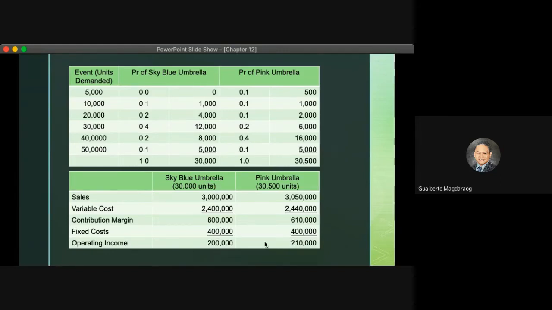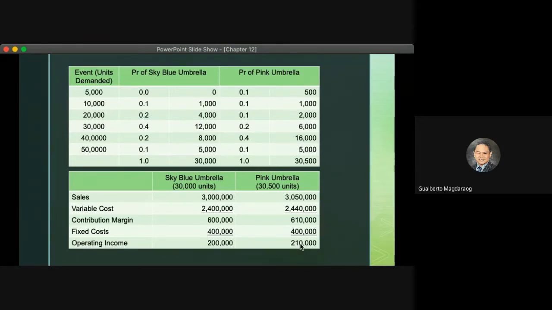Kung incremental lang yan, we will simply use the change in the CM. Since parehas lang naman ng CM per unit, we will only get the incremental difference in the total CM, and that is 10,000. And if you will observe, parehas lang din ang effect sa net income. Yung change in CM is also the change in net income, and that is 10,000. Okay?